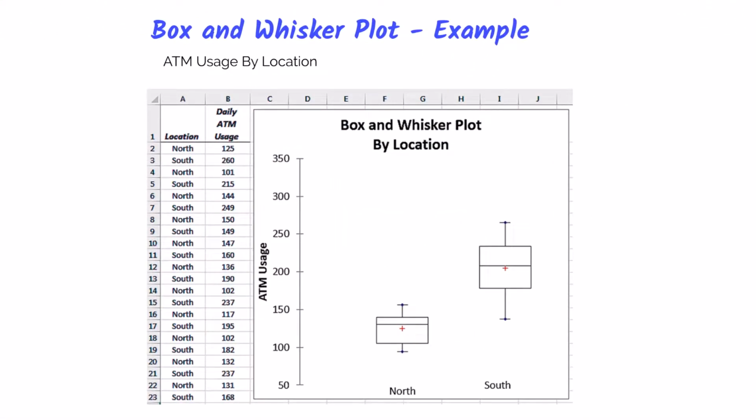So here's an example of a box and whisker plot using some ATM data. For two ATMs located in the north and south, we've taken the values and calculated the first and third quartiles as well as the median. So with this box plot, we can visually see that the south ATM has greater usage.